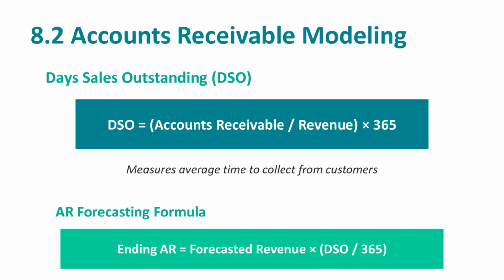Section 8.2 looks at accounts receivable. Days Sales Outstanding, or DSO, measures the average time to collect from customers after a sale is made. The forecasting formula is ending AR equals forecasted revenue times DSO divided by 365. This tells us when the revenue actually becomes cash.